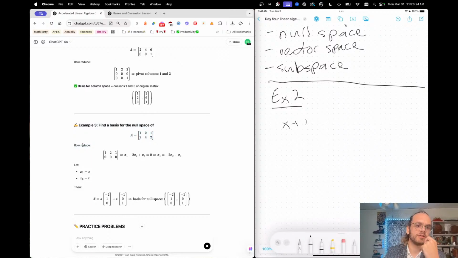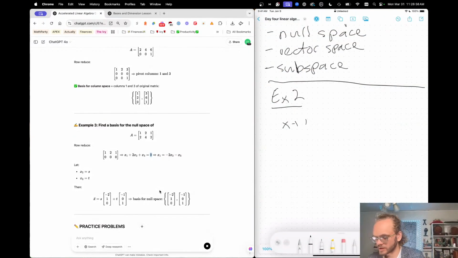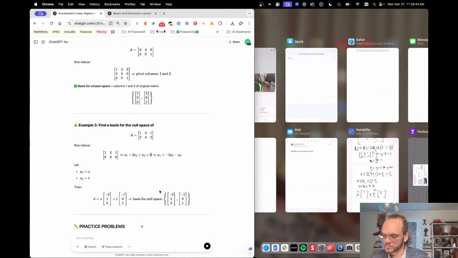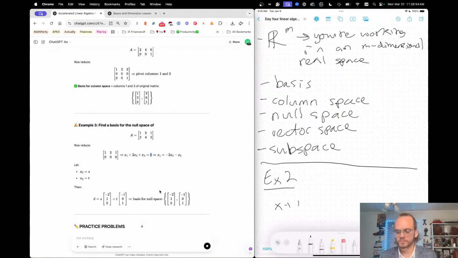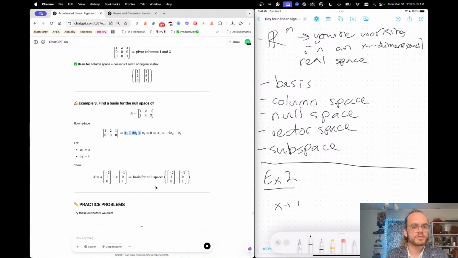Find a basis for the null space of this. Oh, so the null space is where it's equal to 0. That's why they were able to set it to equal to 0 here. Okay. So I'll need to explain more of what a null space is here, but interesting. I need to go to settings and look at this. Five minutes? No, I'm on 15 minutes. So I'd set, all right, I got all this. The basis for the null space is this. Okay.